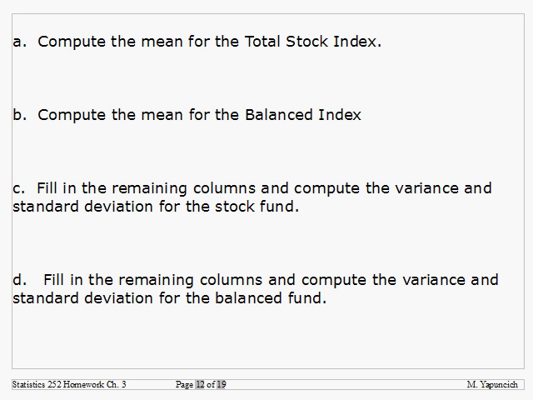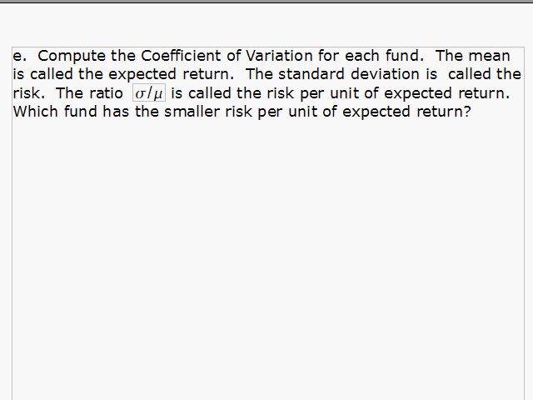Then you want to compare them. So to compare them, you compute that coefficient of variation for each fund. That means you take the standard deviation and divide by the mean. I've included some terms here just to show you that these means, standard deviations, and the coefficient of variation are not just idle exercises in a class, they are actually used.